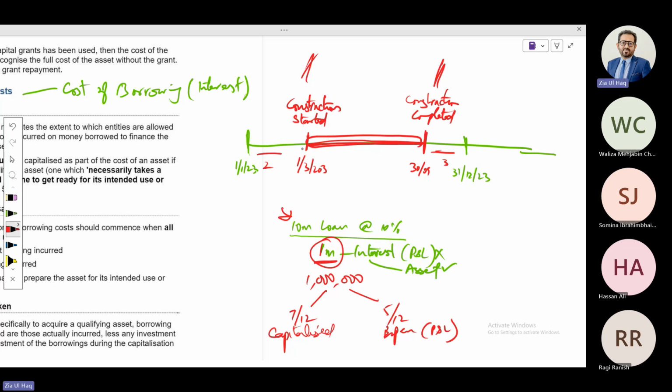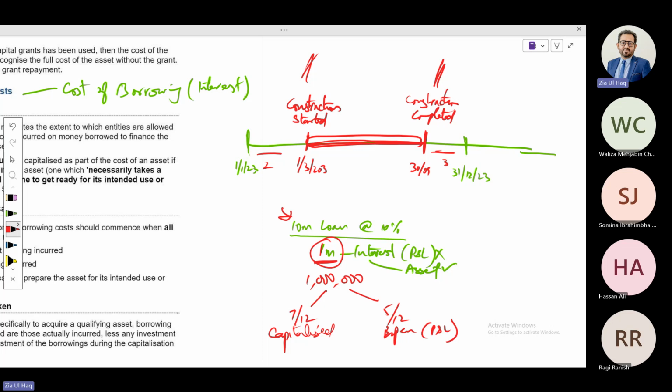But before the construction date, the interest should be expensed out. After construction of the asset, if there is any interest, that should be expensed out because these are not relating to the asset. Can you understand this?